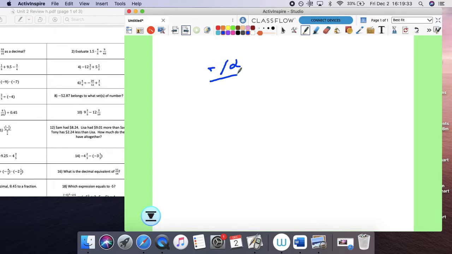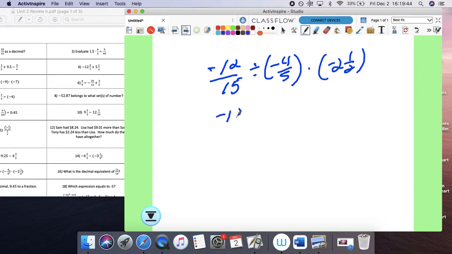Negative 12 over 15 divided by negative 4/5 times negative 2 and 1/2. So I'm going to do negative 12 over 15 divided means multiplied by the reciprocal, which is 5 over 4, negative, times, and instead of 2.5, I'm going to write it as negative 5 over 2. Right? Simplify.